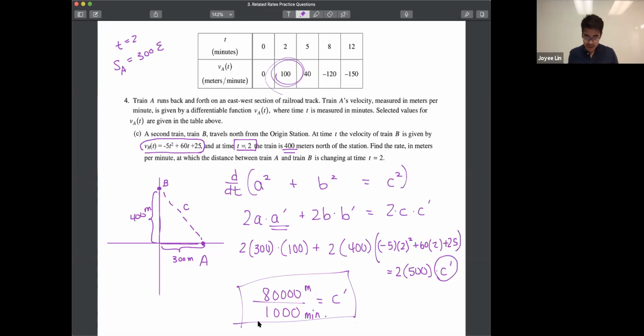Who has questions on related rates? I tried to pick the ones that I think were most likely candidates in case you're to see a related rates question.